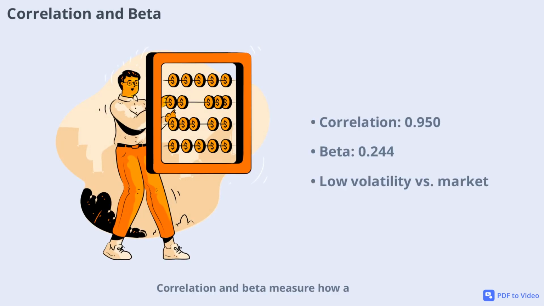Correlation and beta measure how a stock moves relative to the broader market. ADBE's 20-day correlation is 0.95, indicating a very strong alignment with the market. The 14-day beta is 0.244, suggesting that ADBE is less volatile than the market overall. These values are important for portfolio construction and risk management.